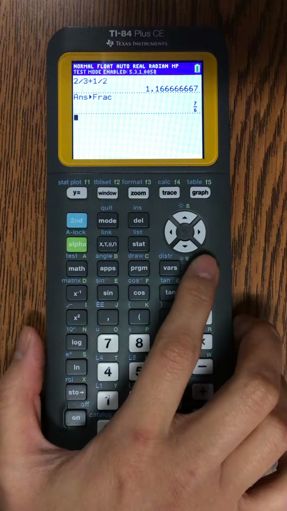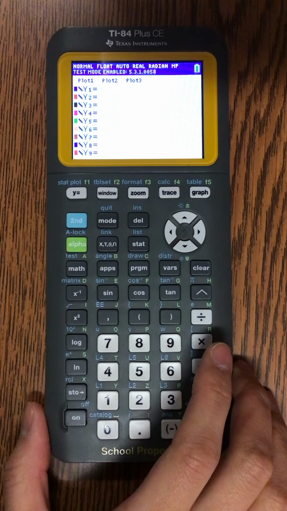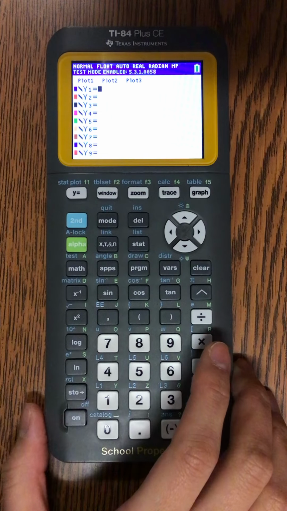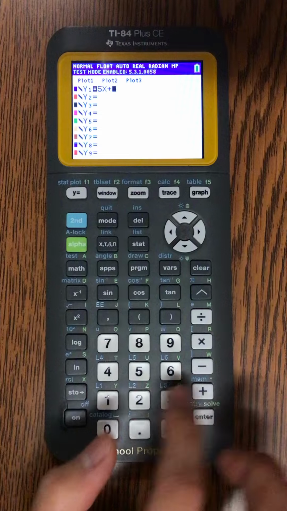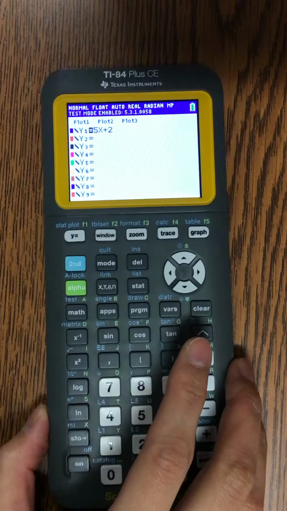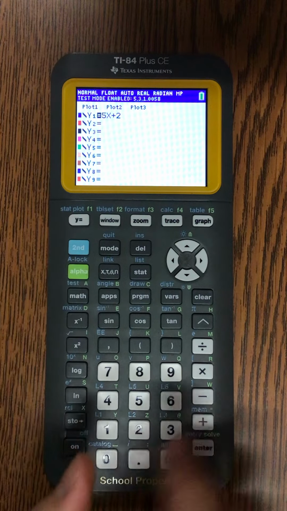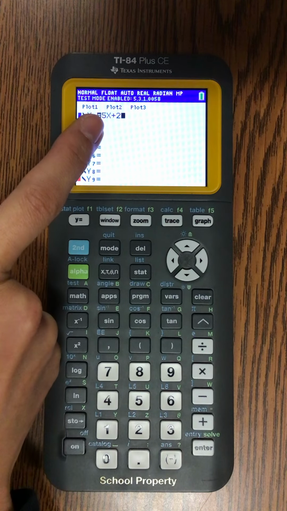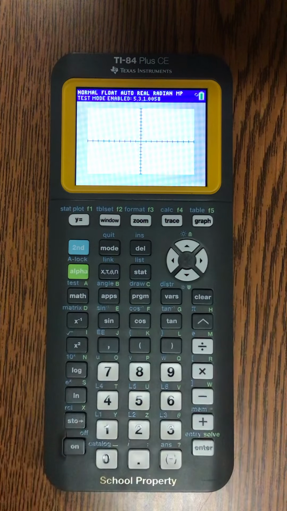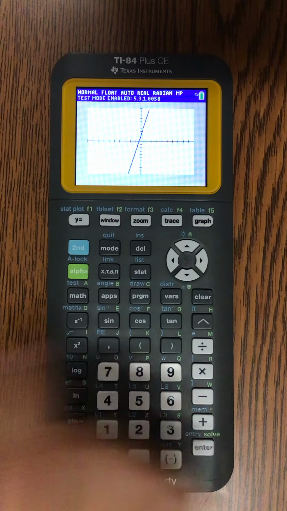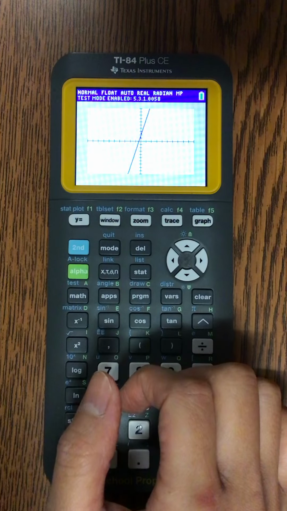Now let's talk about when we have graphs. Let's say I wanted to graph a linear equation, f(x) = x plus 2. You always need to remember that the x is this button right here. It says X, and that represents the x value in your graph. Then let's say we wanted to see the graph. You can press graph and you can see a nice little linear line.